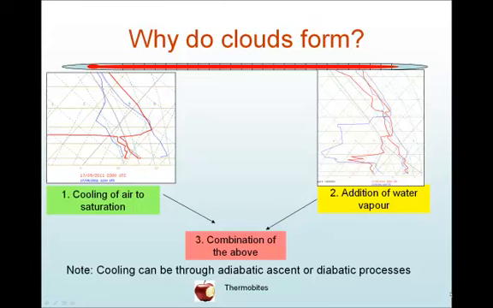Why do clouds form? Clouds form via one of two ways. Firstly, the cooling of air to saturation, and that can be adiabatic ascent or diabatic processes like long-wave cooling. Or clouds can form via the addition of water vapour until the air becomes saturated. For the most part, they occur through a combination of both processes.